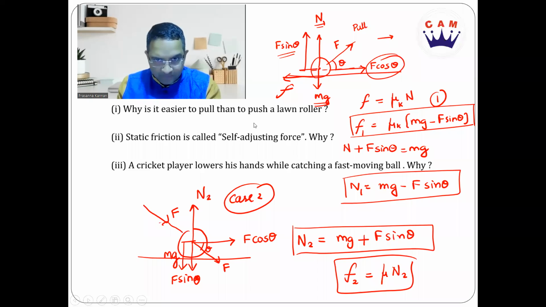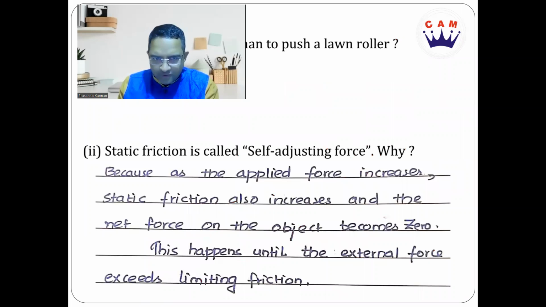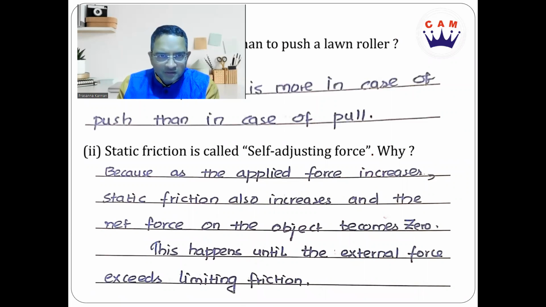Yes, that's absolutely right. Third one: a cricket player lowers his hand while catching a fast moving ball. Why? Because it reduces the impulse force. So that's how you needed to answer this. Let me show you what the expected answers are.